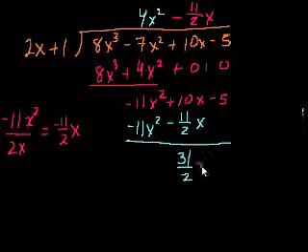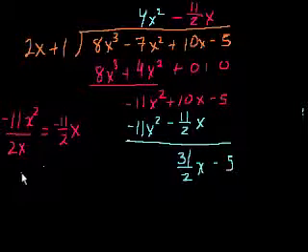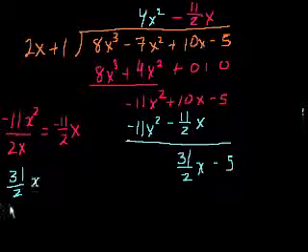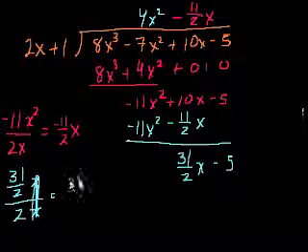31 over 2x. And then you could say that there was a 0 here, and when you subtract 0 from minus 5, you get minus 5. And now we say, how many times does 2x go into 31 halves x? Let's do a little work on the side here. If I have 31 over 2x divided by 2x, well, the x's will just cancel out, right? And so this is equal to 31 over 4. This is the same thing as 31 over 2 times 1/2, so it's 31 over 4.